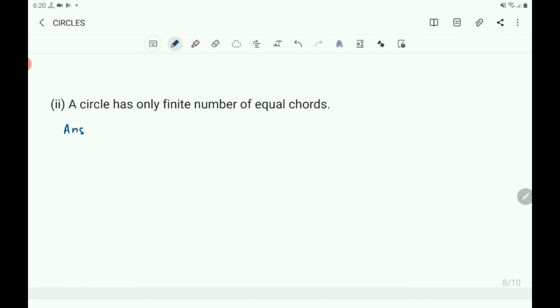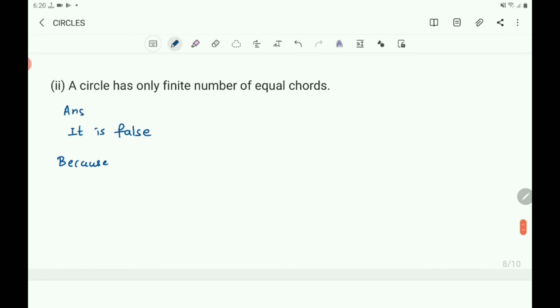So you write answer here. It is false because a circle has infinite number of equal chords.